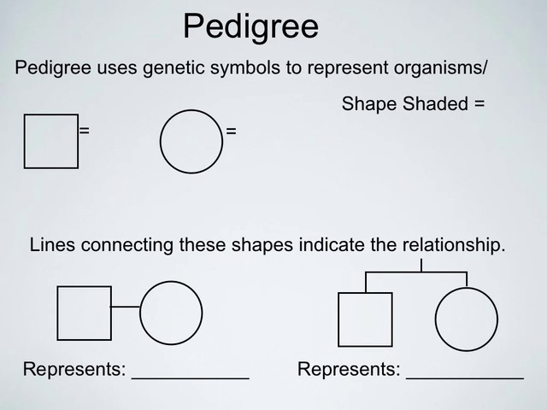So a pedigree basically uses certain symbols to show how people are related, and also uses shading to tell whether or not somebody has a certain trait. So when we draw a pedigree diagram, we use squares to represent males and circles to represent females.